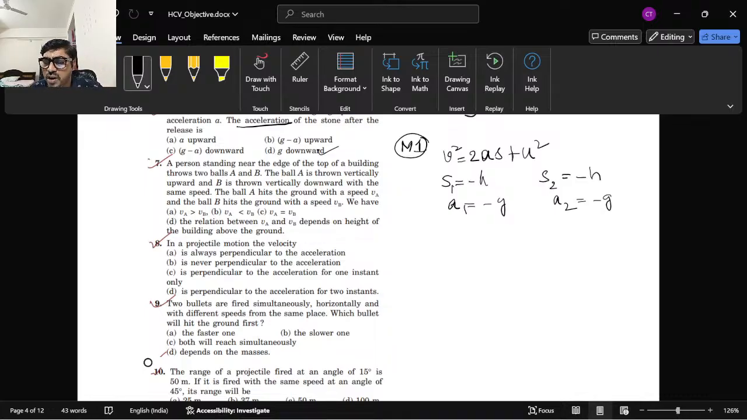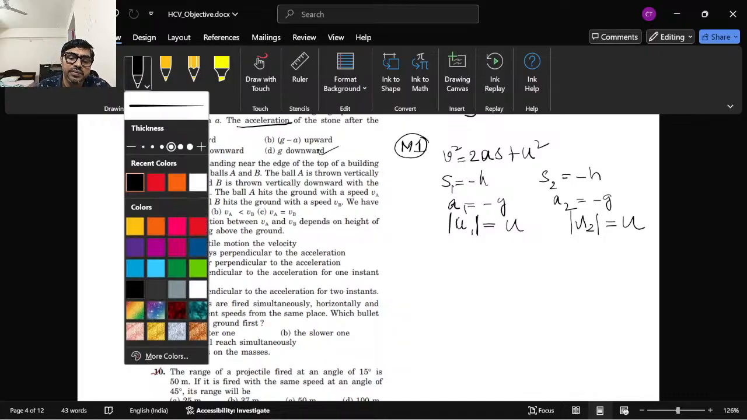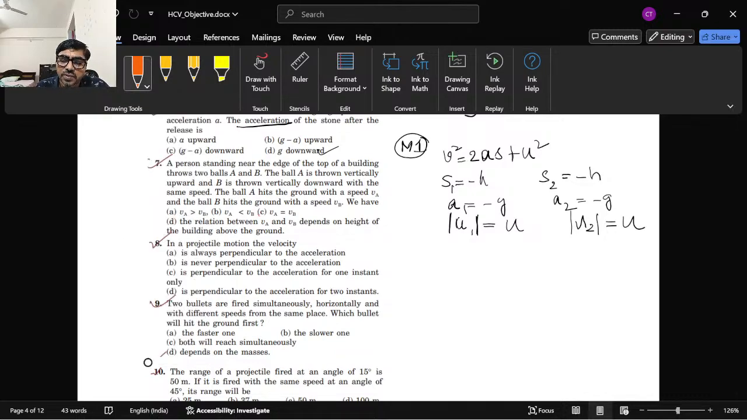What about the initial velocities? Initial velocities are different, but if you calculate only the magnitude of initial speed, because square we are doing, no? In that case, both of them are going to be the same only. So that means in both the cases, magnitude of u is the same, acceleration is the same, displacement is the same. So all RHS terms are the same. That is why VA must be equal to VB. This is one method. This is the simple method we are using.